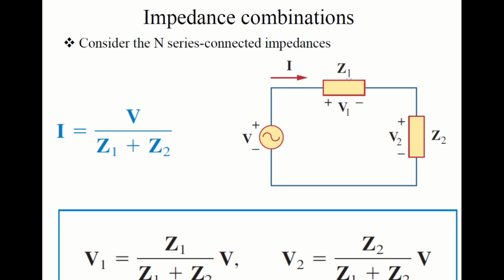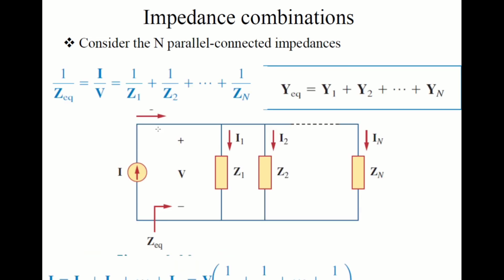Similar goes for Z1. If the question asks you to find V1, then V1 is equal to Z1, the impedance of Z1, over Z1 plus Z2 times V, the voltage over here. So this is called the voltage divider. I think you already know, and already discussed in detail, the DC circuit analysis in Electrical Principle 1.